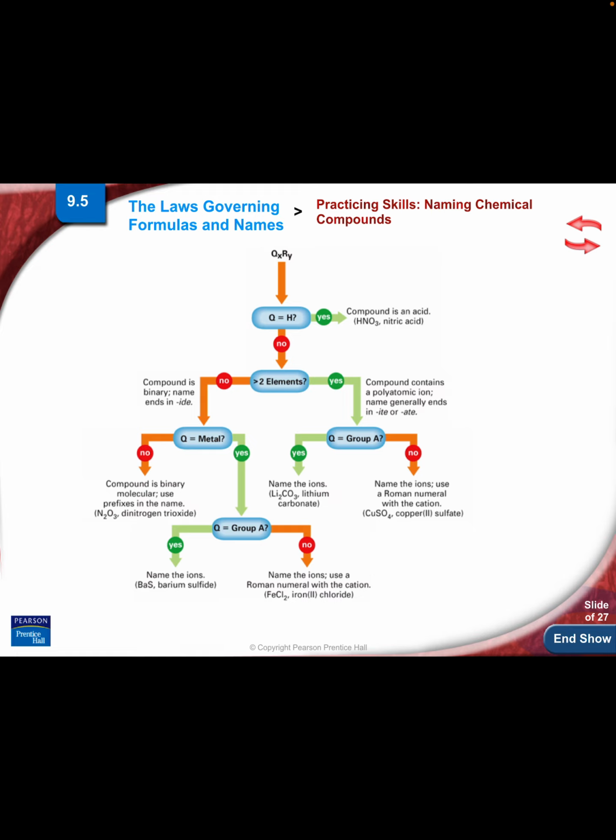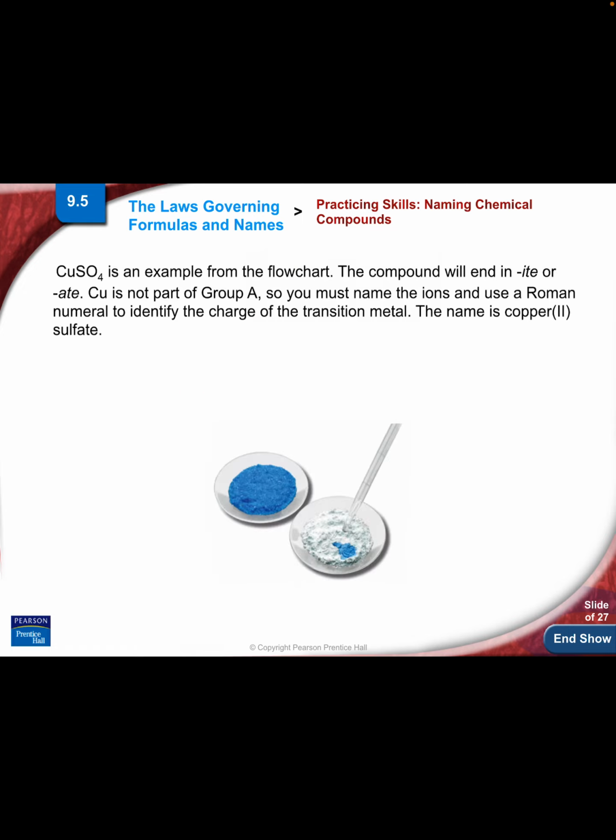So going back up to the top right, if you have more than 2 elements, one of the aspects of the compound must be a polyatomic ion. And if it's with a group A, you just name the ions. Lithium carbonate is the example given in the green arrow. But again, if it's a group B metal, this time copper, copper can exist as +1 or +2. In this case, it's copper 2 sulfate. SO4 2 minus is the sulfate anion, and I will give you a chart of the anions when we take a test. So if you're a flow chart and a visual person, that's what you need.